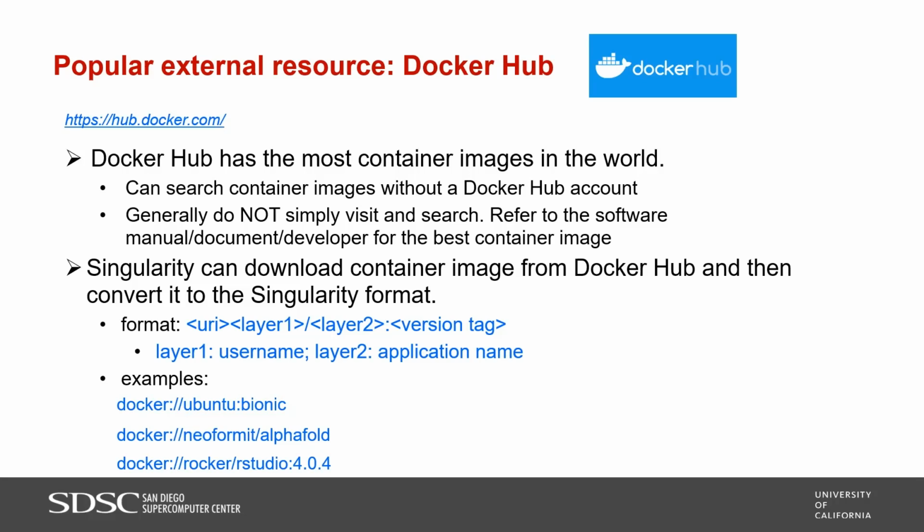So what is Docker Hub? Docker Hub is the most popular image repository in the world. It has tons of pre-built images saved there in the Docker format. So that's why we need the singularity build command, to transfer the Docker format to the Singularity format. And you can search the container images without a Docker Hub account. You don't even need an account.